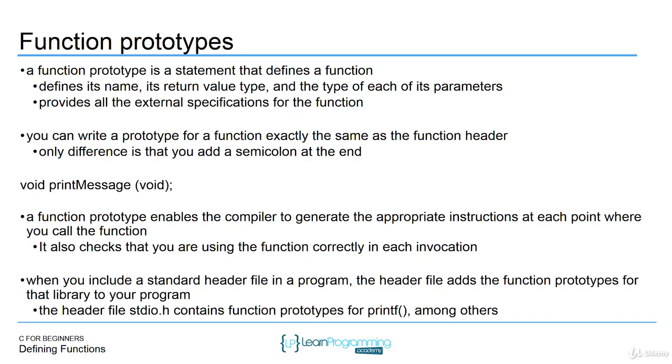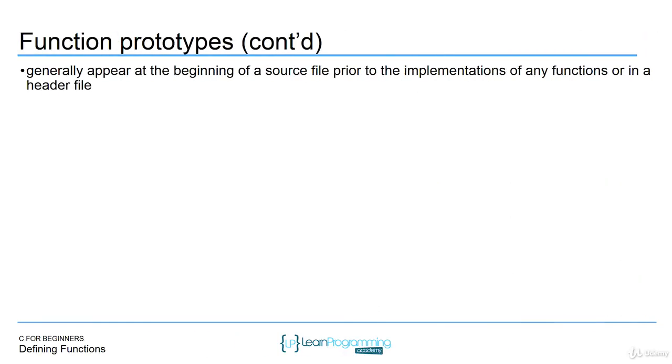When you include a standard header file in a program, the header file adds the function prototype. Function prototypes usually go in header files if you want to reuse them in many different source files. If you're only using them in a single source file, you can just put them at the top in the source file. But because we're using the printf function, which can be used in many different source files, that function declaration will be defined in the header. And in this case, stdio.h. So they usually appear in source files if only that source file is using that function. Otherwise, you put them in a header file if they're being used by many source files.